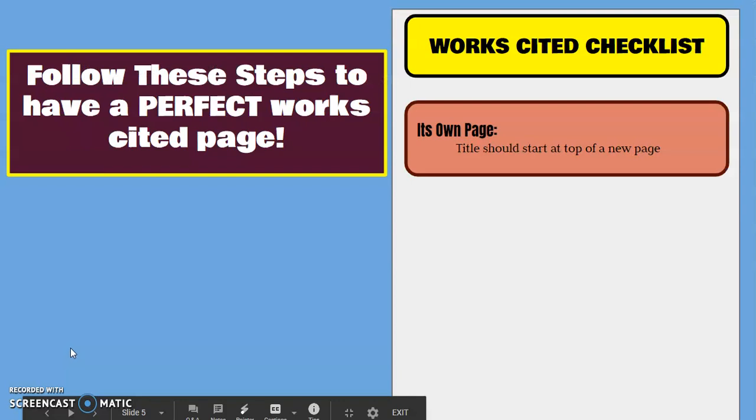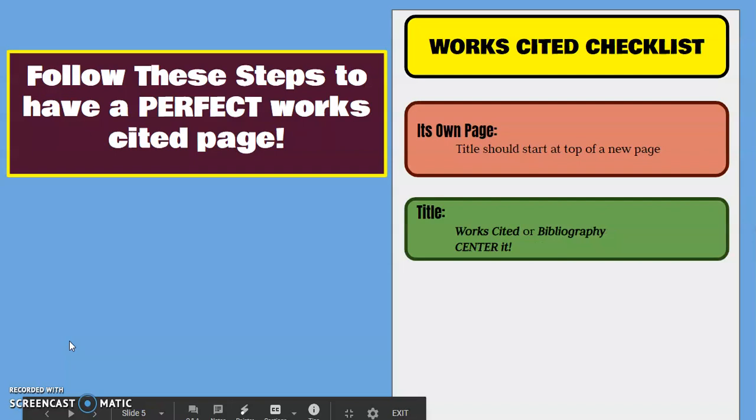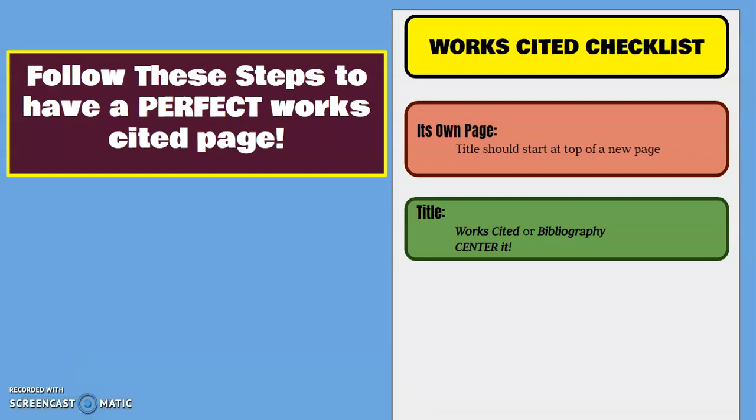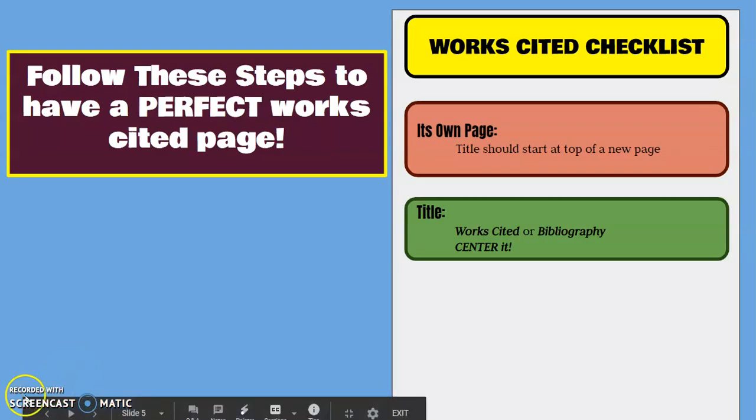So now that I have my own page established for my sources, it's time to go ahead and include a title. You can either title it Works Cited or Bibliography, whichever you prefer. They're both accepted terms for this special page. And then it needs to be centered. I'll show you how to do that.